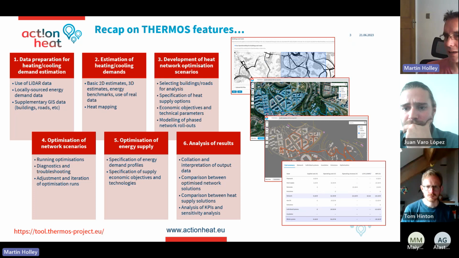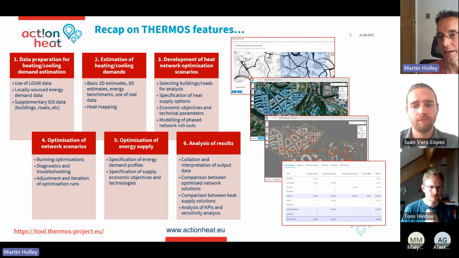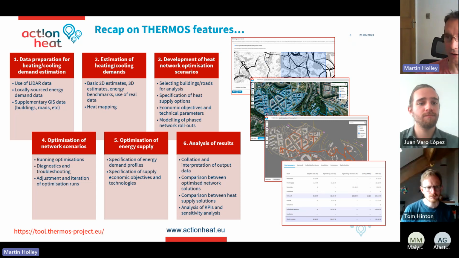You set objectives around economic and technical parameters as well, and you can then optimize those networks repeatedly. So that's the big benefit of THERMOS, that you're very easily able to iterate the analysis and compare different scenarios and tweak things and run things again. So that's the network itself, and the idea is that you will then have some optimized solutions for a heating or cooling network.